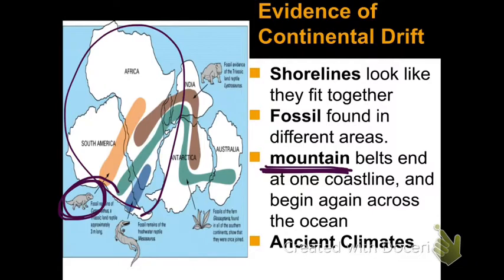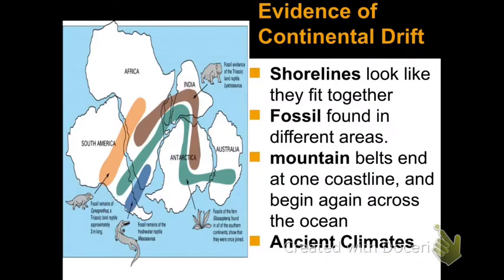I do want to point out that climate and weather are two different things. So we're not looking at the weather nowadays and saying, oh, that's evidence of what's going on. We're talking about evidence of ancient climate. So what was going on for a long period of time in that area. For instance, it being extremely cold, that's how you're going to get your glaciers.